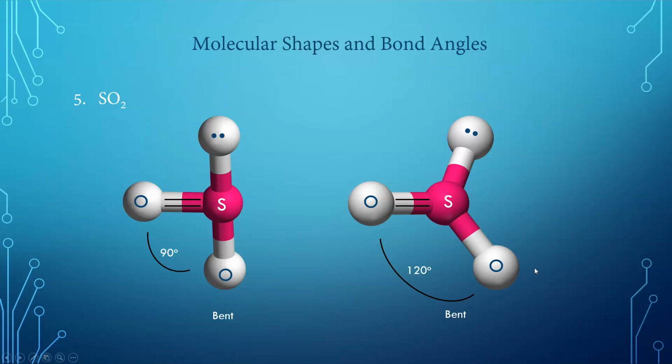So bent can mean different things. In the water molecule, bent was 109.5 degrees. In sulfur dioxide, bent is 120 degrees.